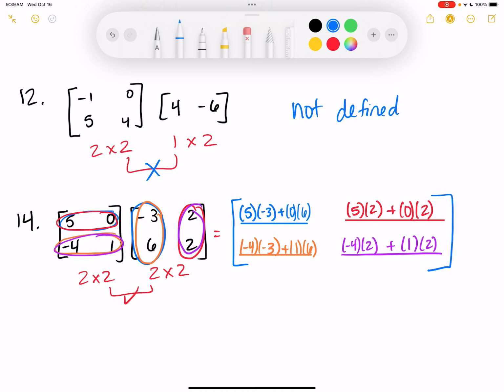Now, I'm going to write the intermediate step here of what you could go to instead of writing each little piece out if you wanted to. And then we'll go to the final answer.